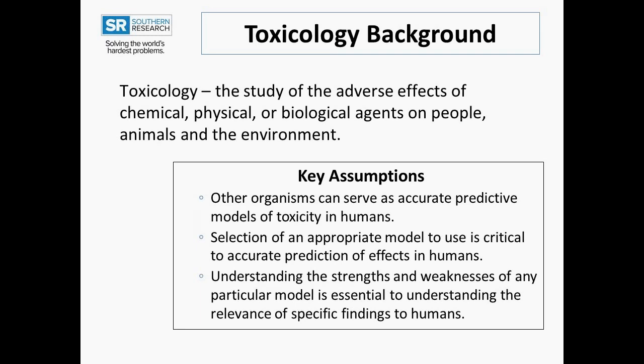Some of the key assumptions that you have to keep in mind with toxicology: it's typically not ethical or feasible to do testing on human beings. Ultimately, you do in your preclinical setting or in your clinical setting, but ordinarily, before you get there, you have to do testing in models. And a primary assumption of using those models is that other organisms can serve as accurate predictive models of what the effects that you may see in humans might be. Therefore, selection of an appropriate model is critical to accurate prediction of what the effects might be in humans.